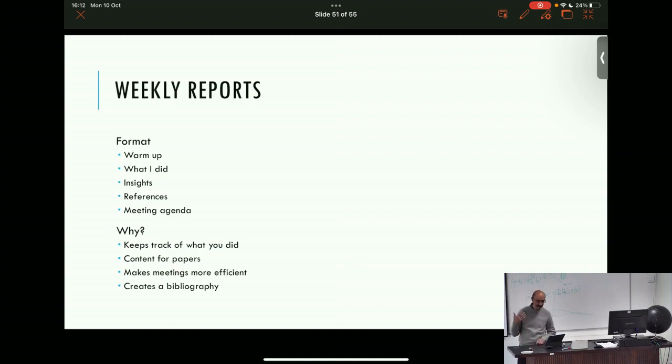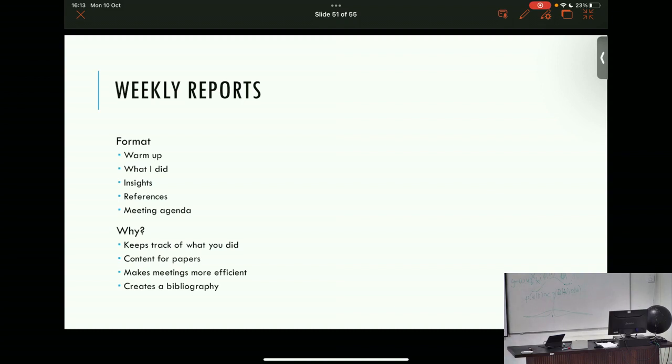In my final year as a PhD student, I started doing this for myself. Actually, my supervisor didn't ask me to do it, but I started doing it for myself. And every 3 months, I had enough content for a paper. So I had 4 papers published in my final year, just from taking weekly reports and kind of stapling them together and getting a paper out of it. Which was kind of fun, but it worked. So it keeps track of what you did. It's content for papers, especially when you have the references.